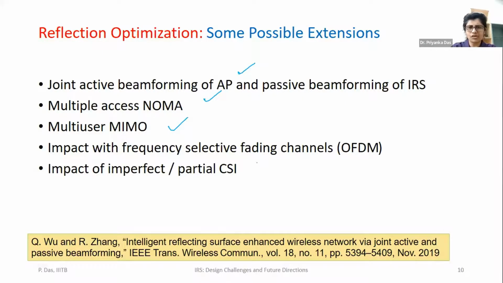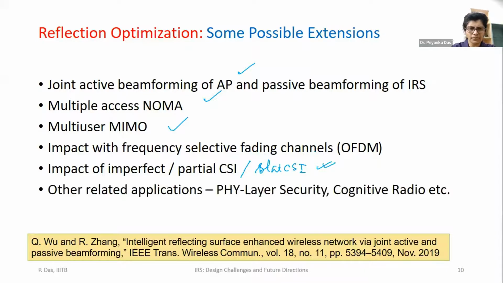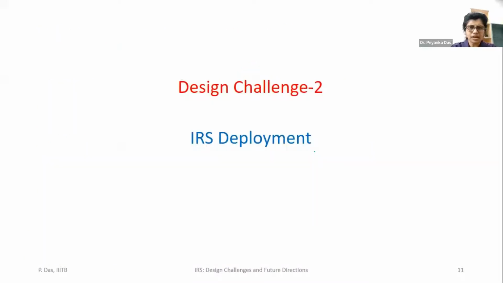So some people already have a good understanding of the impact of imperfect CSI. Your CSI is not accurate versus partial CSI versus statistical CSI. So these are all different directions, the impact on performance. Okay, other related applications as usual. Now, with this, going to the design challenge 2.